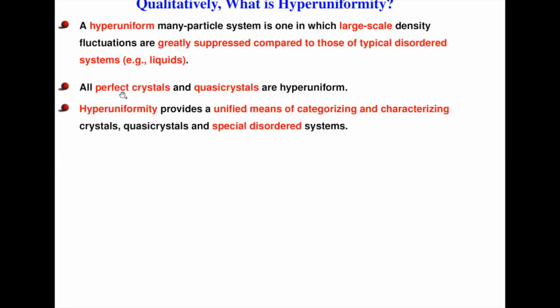Turns out that all perfect crystals and all perfect quasicrystals are hyperuniform. Now, perfect crystals and quasicrystals have a special type of long-range order. So hyperuniformity, it turns out, provides a unified way of categorizing and characterizing crystals and quasicrystals. And then there are special disordered systems that have exactly the same character as perfect crystals and quasicrystals. They're hyperuniform, and they greatly suppress density fluctuations compared to typical garden variety disordered systems.